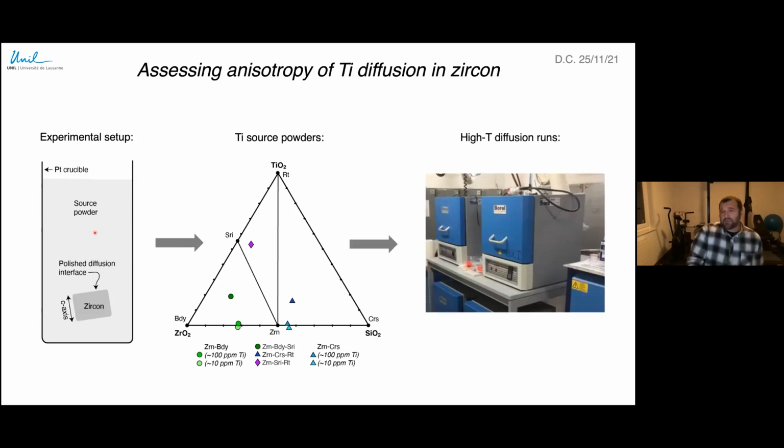The experiments themselves were predominantly done in box furnaces in which we just heated up these zircons in air. Although we did run, I think, a good 7 or 8 experiments at a much lower oxygen fugacity just to make sure that wasn't a significant variable affecting diffusion coefficient as well.